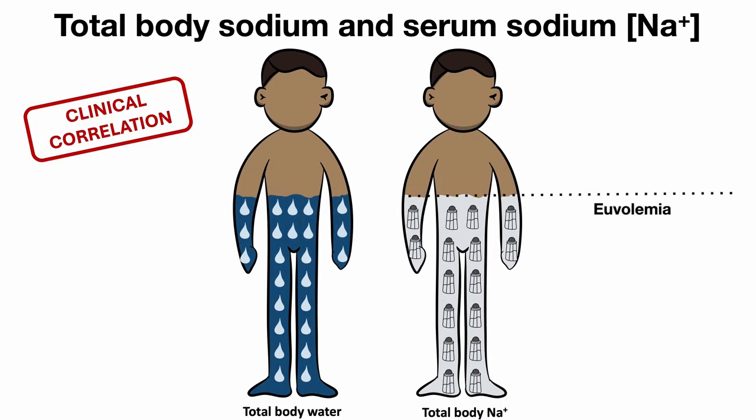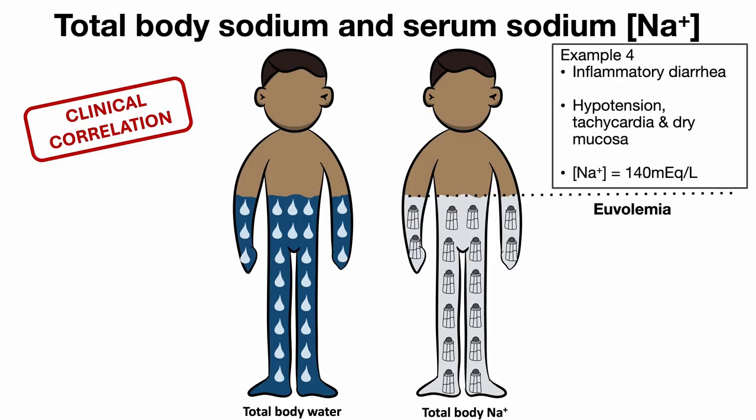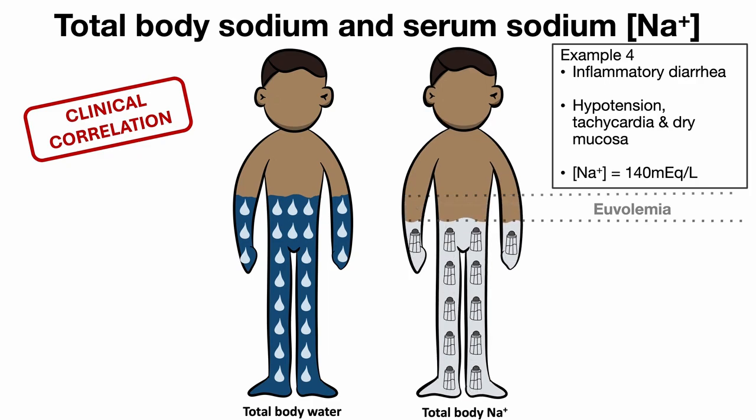In our next example, we have a patient with multiple days of diarrhea where they've been losing both sodium and water. They are hypotensive and tachycardic with a normal serum sodium concentration. This patient is hypovolemic, which is reflective of low total body sodium. Here, we see the total body water drops proportionally with the total body sodium to maintain a normal serum sodium concentration.